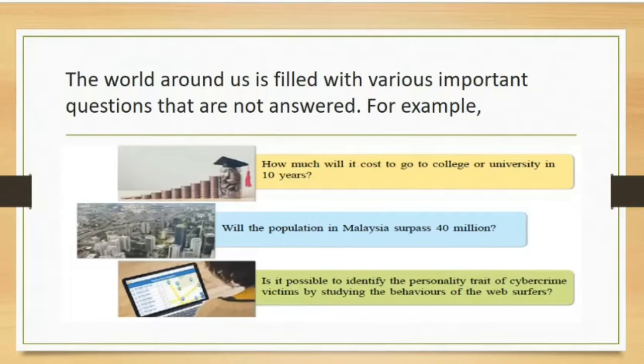The world around us is filled with various important questions that are not answered. For example, how much will it cost to go to college or university in 10 years? Will the population in Malaysia surpass 40 million? And is it possible to identify the personality traits of cybercrime victims by studying the behaviors of web surfers?